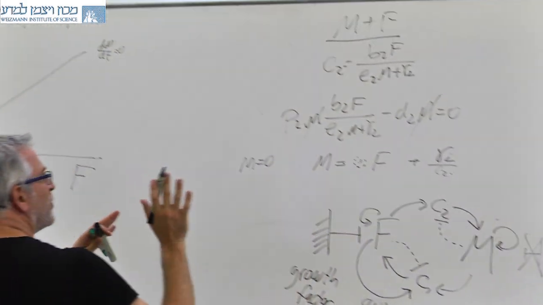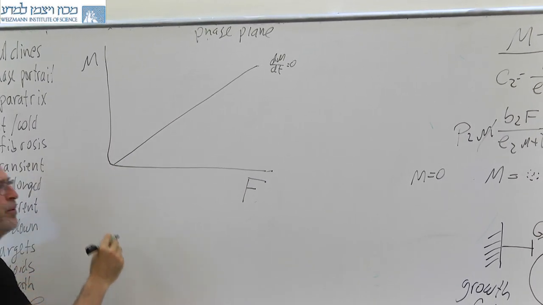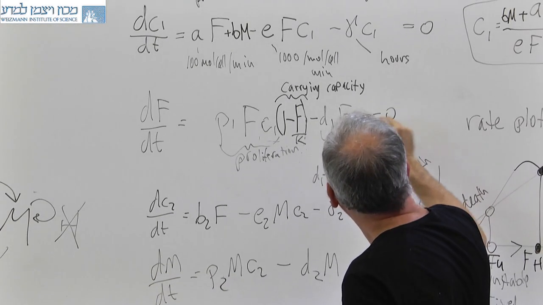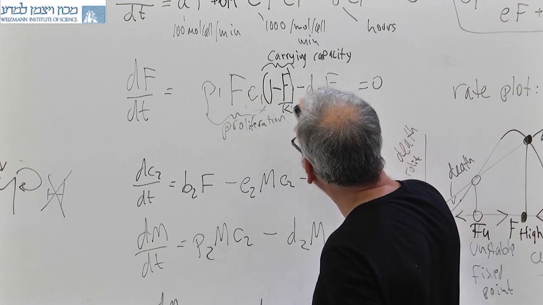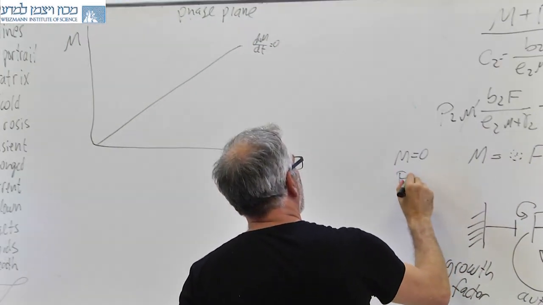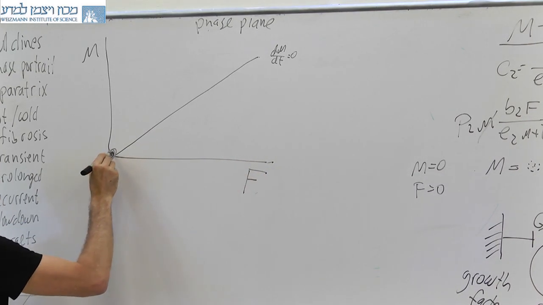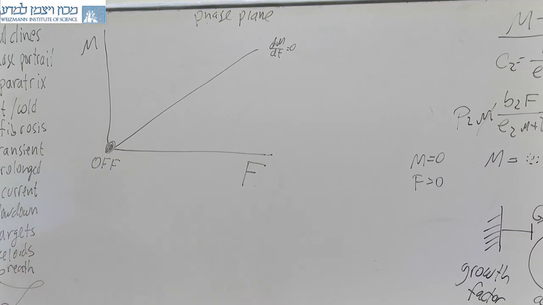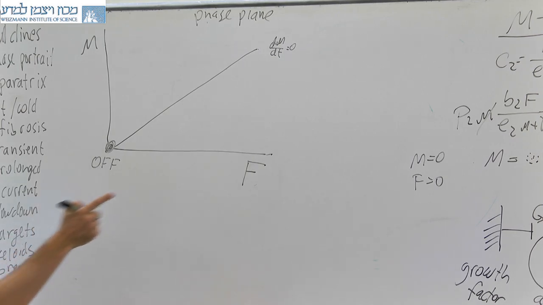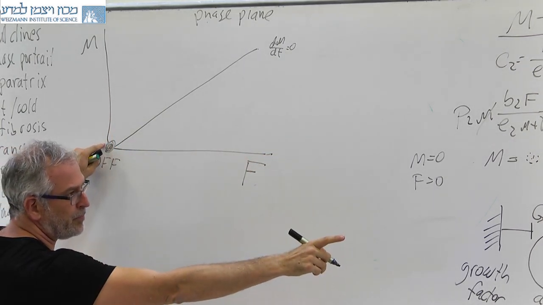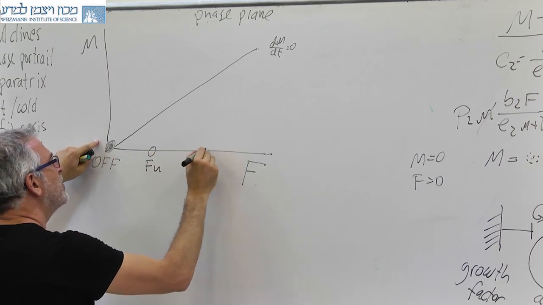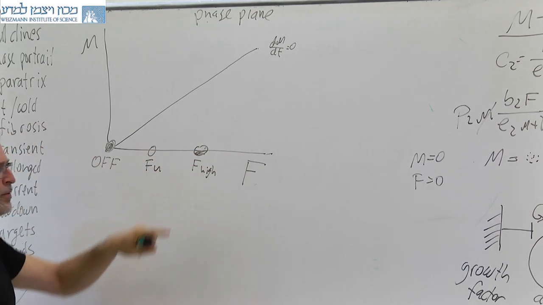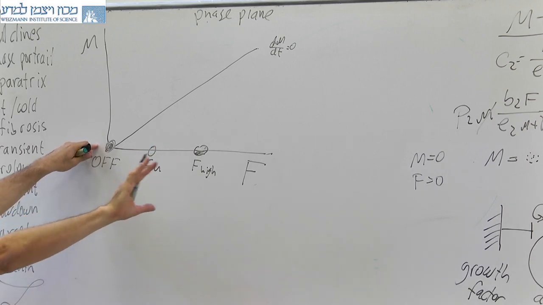But we already did some work for just the fibroblasts, so we know that, for example, F equals 0 solves this equation. Because F equals 0, you have 0. So F equals 0 and M equals 0 are null clines, and the off state is a fixed point. So we have no cells. You're going to stay like that. That's obvious, right? No cells. And then we have the other fixed point. If I keep M equals 0, I have the other fixed points that I calculated already. They are fixed points if M equals 0. We already know that because we calculated just the fibroblast circuit alone.